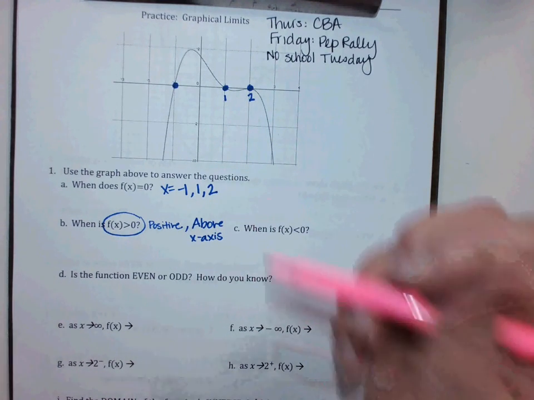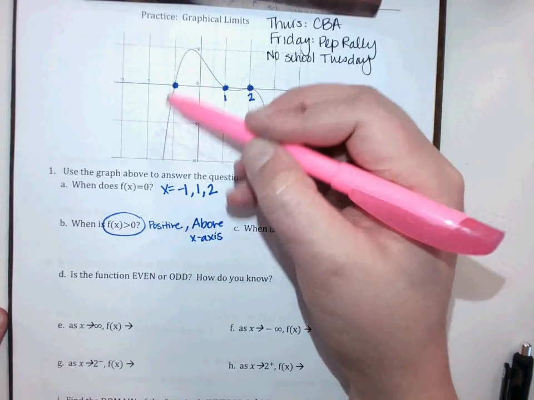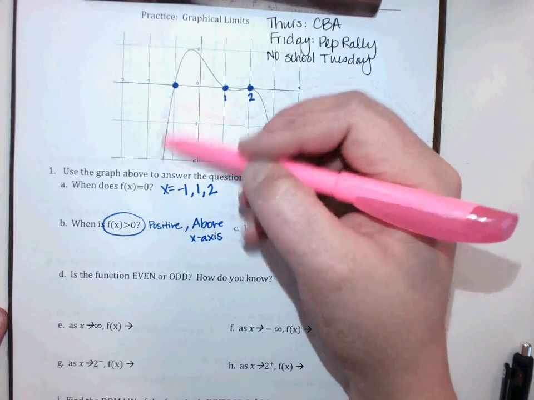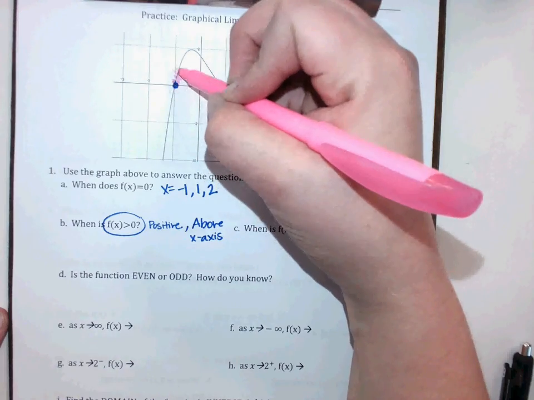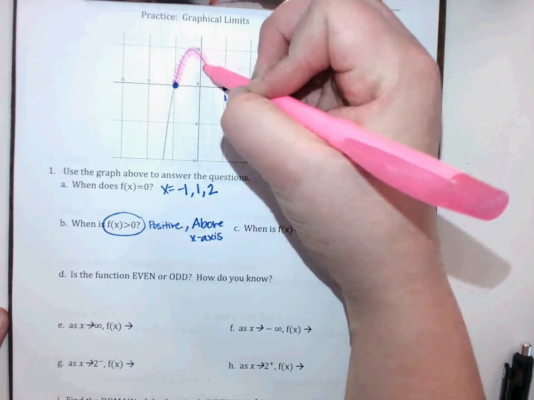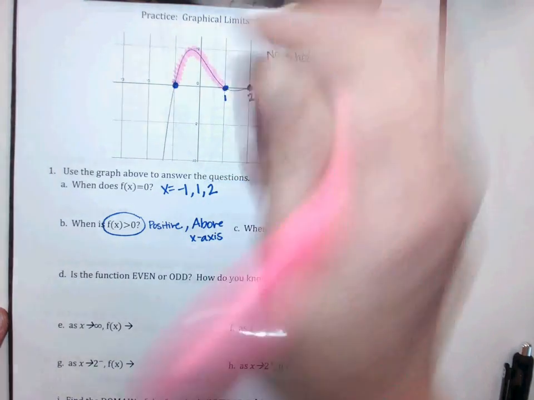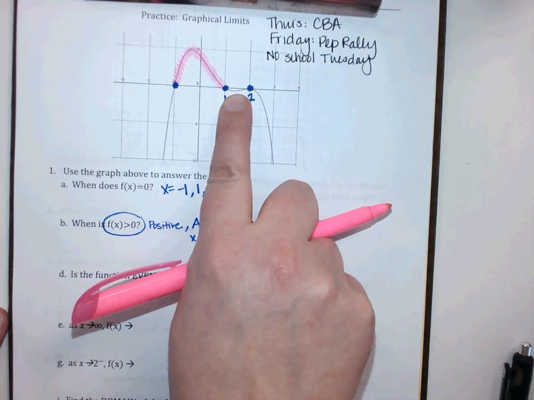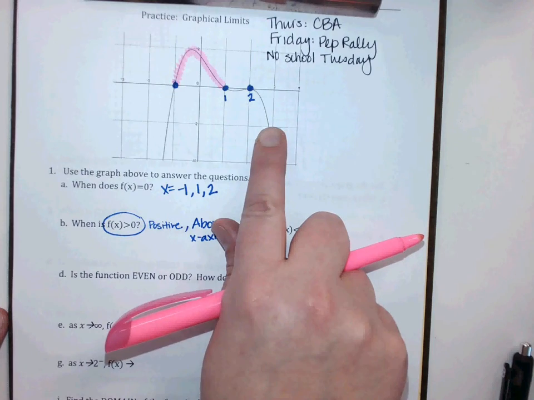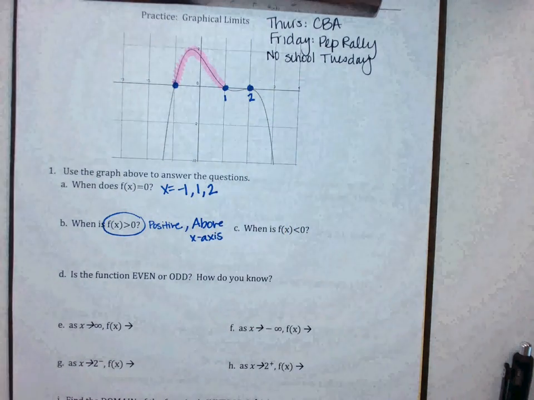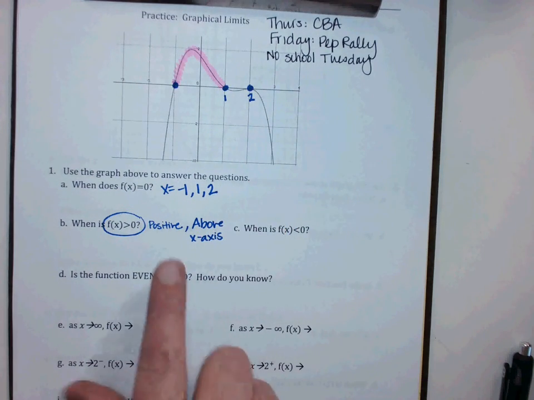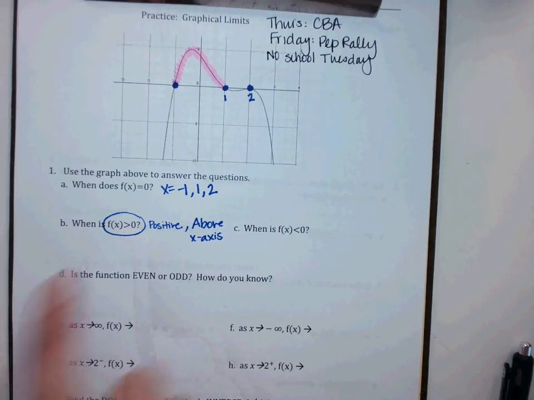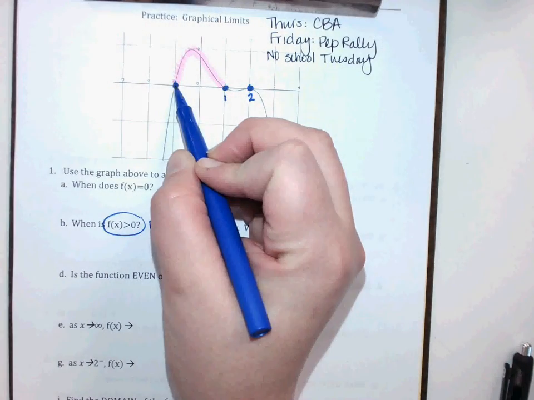Okay, but is it positive on this part of the graph? No. No. When does it turn positive? After -1. Then when does it hit the x-axis again? 1. Then what happens here? Is it positive? Negative. It's negative. Then what happens here? Negative. So what is the section of the graph where f of x is greater than 0? From -1 to 1.